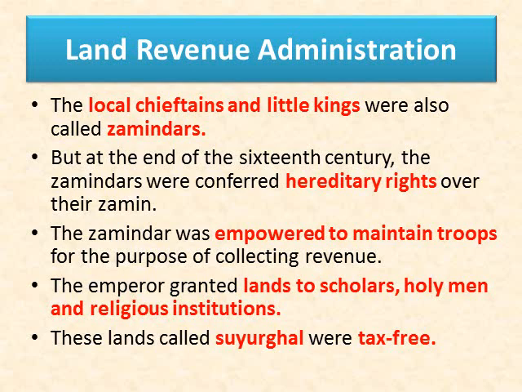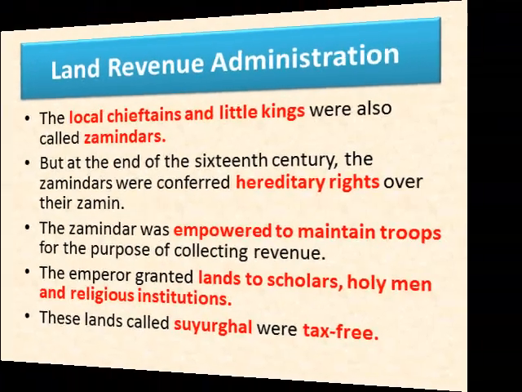So the zamindars acted as local chieftains or small kings, and they could maintain troops or military people to collect the revenue. And the zamindari, by the end of the 16th century, was a hereditary right.